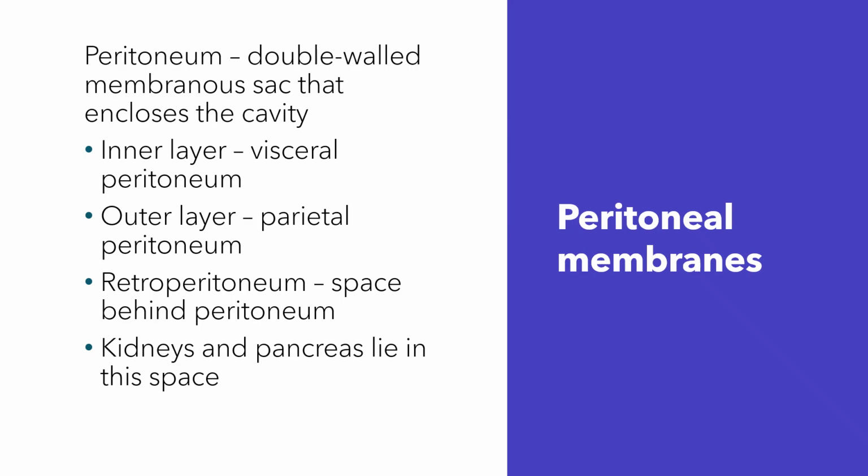And then there's spaces behind the peritoneum. Okay. The space behind the peritoneum is called retro. Retro is a prefix, which means in back of or behind. The kidneys and the pancreas are technically not in the abdomen. They're behind the abdominal cavity, and they're in the retroperitoneal space. I believe the aorta is also technically in the retroperitoneal space.